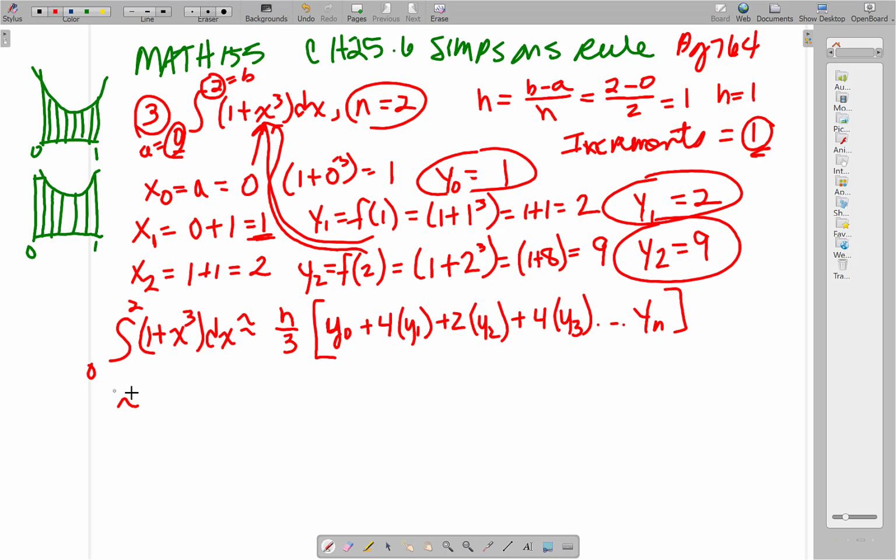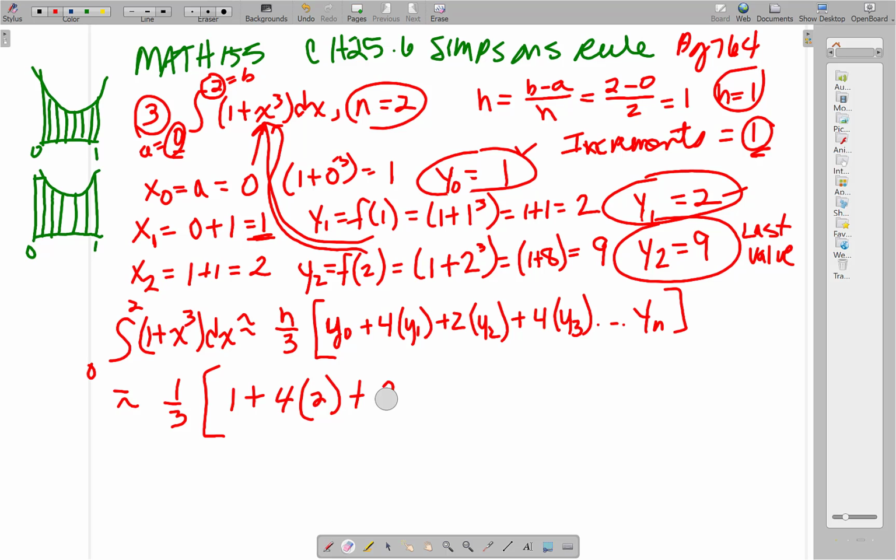So in this instance, we're going to have h over 3. Our h was 1, so we have 1/3 times y0 was 1, plus 4 times y1 was 2, plus 2. Whoops, we don't want to use 2 because this is our last value here. Since our last value is this one, we leave it alone by itself. So we don't want to multiply it by 2. We just want to list it as it is, plus 9.